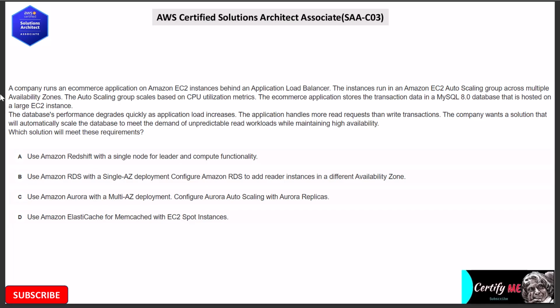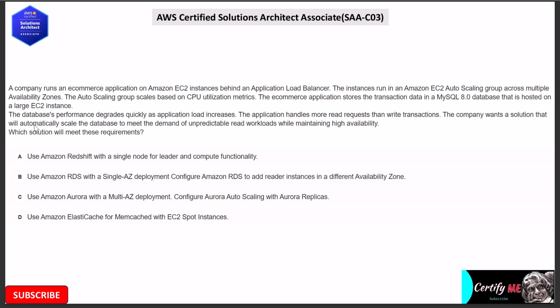Next question. A company runs an e-commerce application on Amazon EC2 instances behind an Application Load Balancer. The instances run in an Amazon EC2 Auto Scaling group across multiple Availability Zones. The Auto Scaling group scales based on CPU utilization metrics. The e-commerce application stores the transaction data in a MySQL 8.0 database that is hosted on a large EC2 instance. The database's performance degrades quickly as application load increases. The application handles more read requests than write transactions.